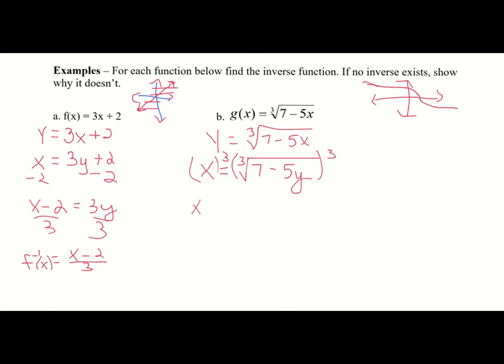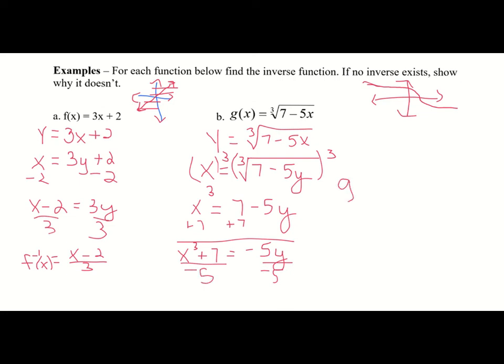So now I have x cubed is equal to 7 minus 5y. Let's subtract 7 from both sides. So now we have x cubed minus 7 is equal to negative 5y. And then to get y by itself, I'll divide everything by negative 5. So g of negative 1 of x, or y, equals x cubed minus 7 divided by negative 5. And that is the inverse of the cubed root of 7 minus 5x.